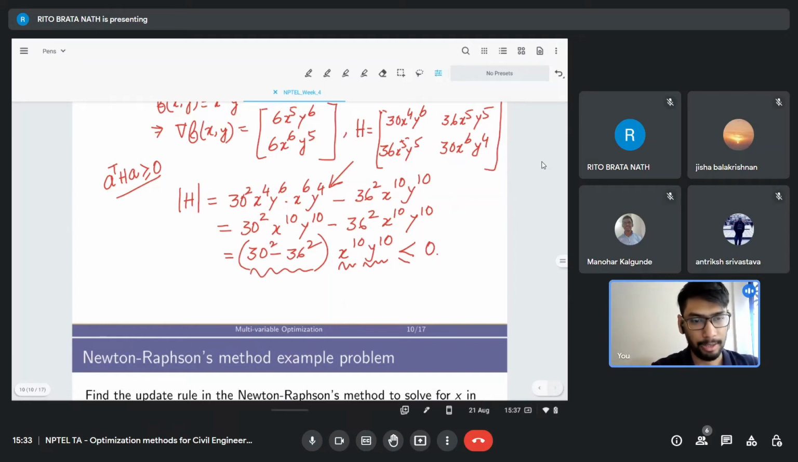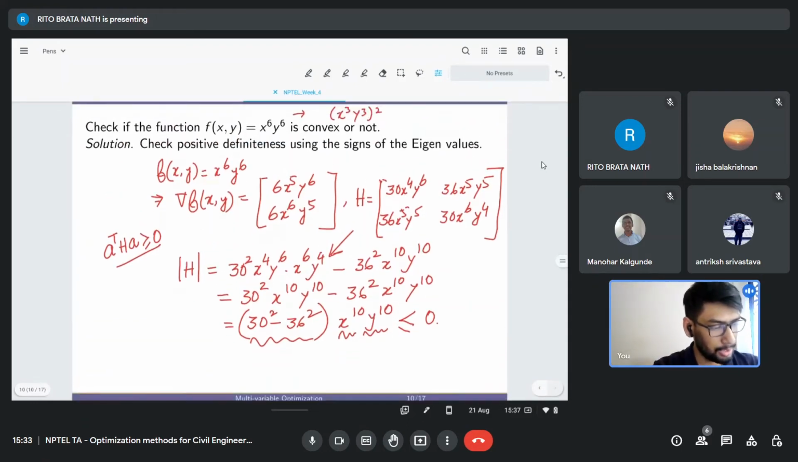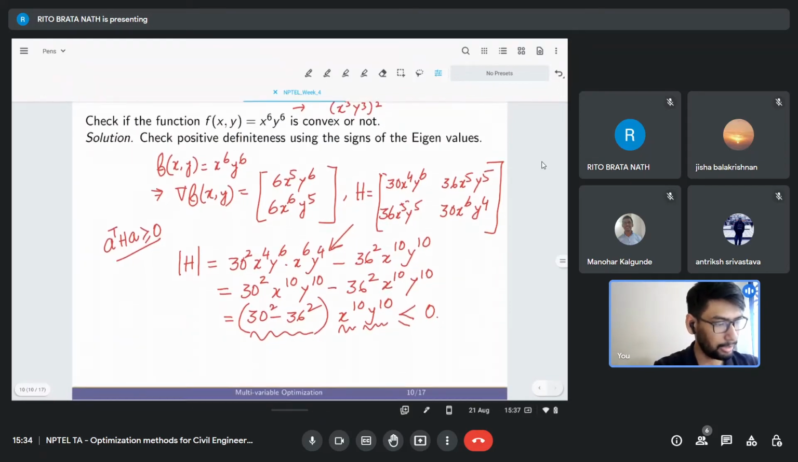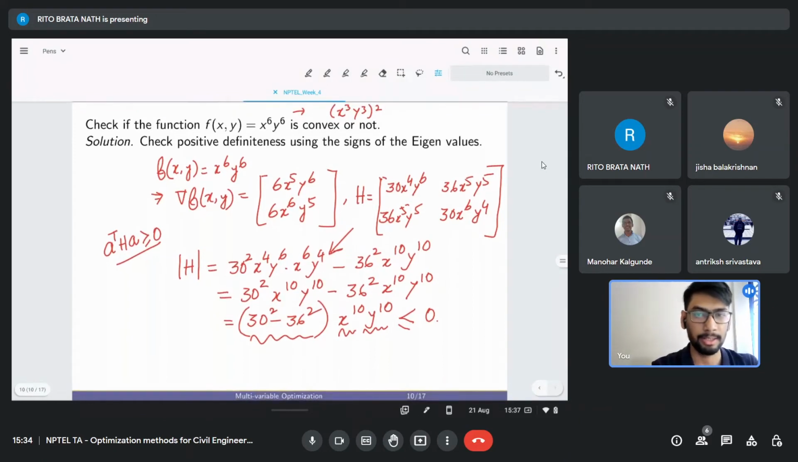Now if we have a situation like this, where it's less than 0, then one of the eigenvalues has to be negative. Otherwise, the product won't be negative. So in that case, your matrix won't be a positive definite matrix. On the other hand, if it's equal to 0, when your x and y values are taking value 0, then you cannot say for certain whether it's a negative definite or a positive definite matrix. So you cannot say for certain whether this function is convex or not using this method as well.